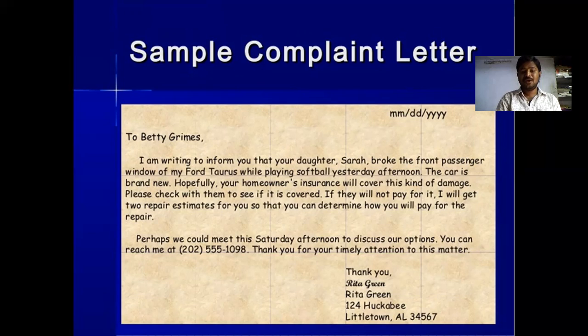Hopefully your homeowners insurance will cover this kind of damage. Please check with them to see if it is covered. If they will not pay for it, I will get repair estimates for you, so that you can determine how you will pay for the repairs. Perhaps we could meet this Saturday afternoon to discuss our options, and you can reach me at. And thank you for your timely attention in this matter.